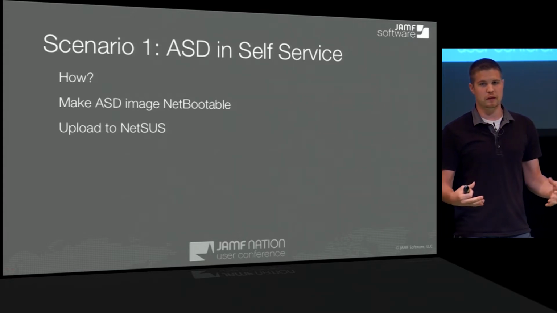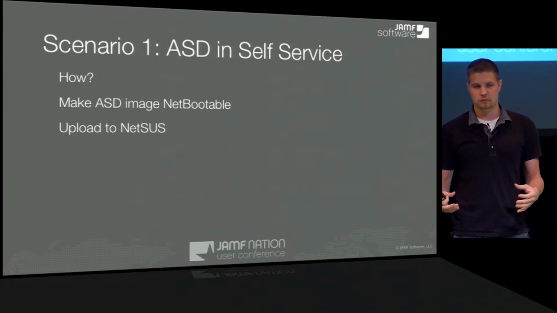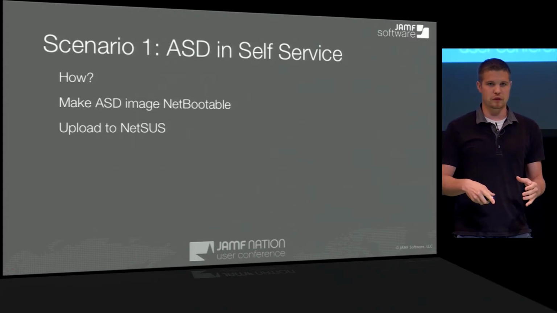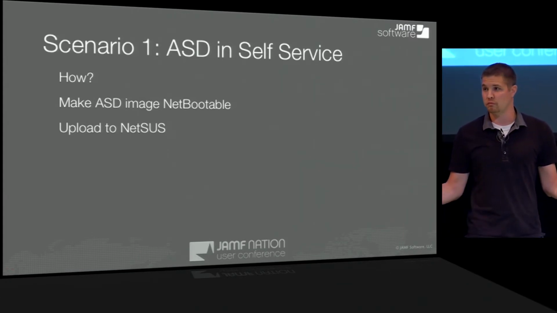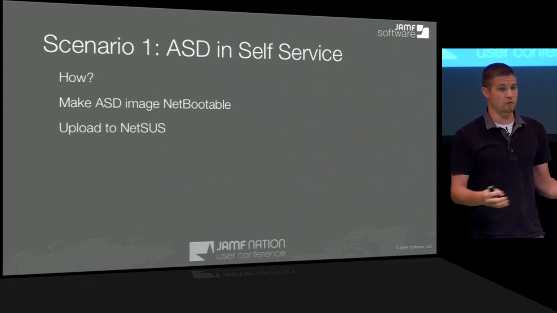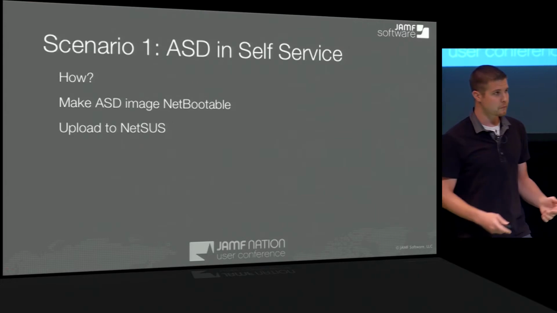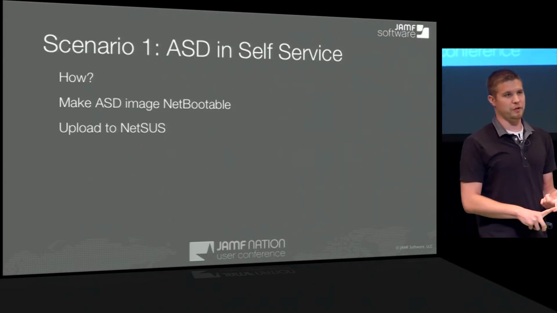So what you need to do to make that netbootable is open up your 10.8 server, open up the System Image Utility, and it'll actually recognize that as an installable volume that it can just make netbootable for you. So you just click next and it'll do it. All the hard work is done. You put it in your Netboot folder. It's done.